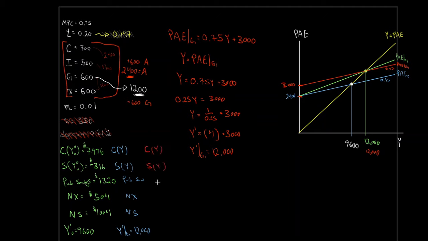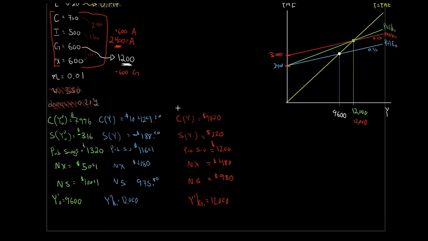consumption, savings, public savings, net exports, national savings, and right again, we had Y prime given G1, that was again of 12,000. Okay, so what we really want to take a look at here, I've calculated these updated values. Like I was saying, I strongly encourage you to go through this as well and be able to calculate those on your own. You can double check your work next to this one, make sure everything lines up.